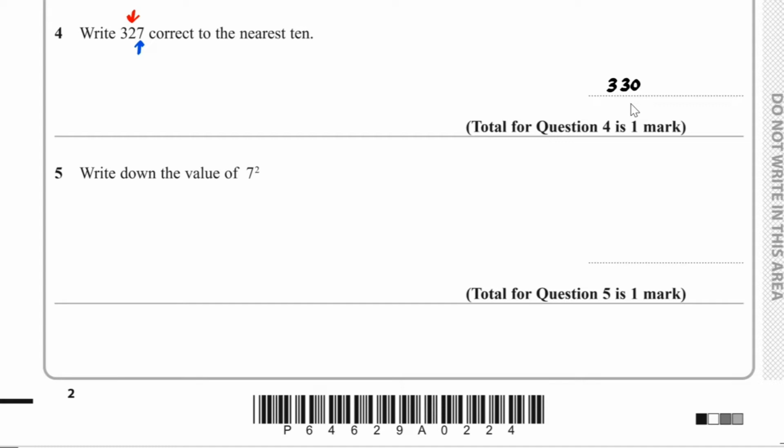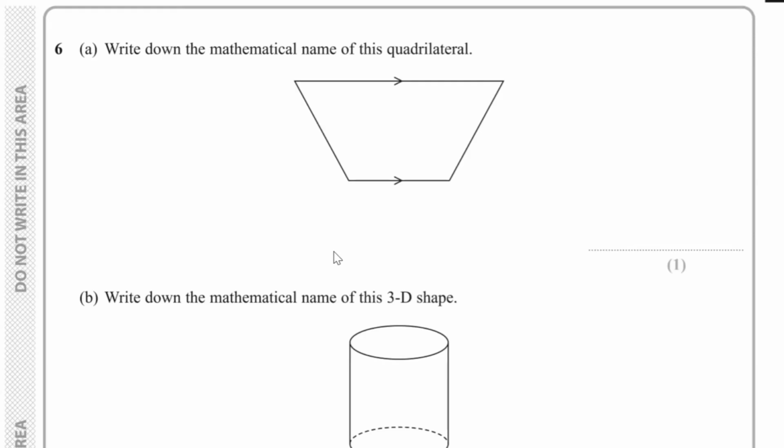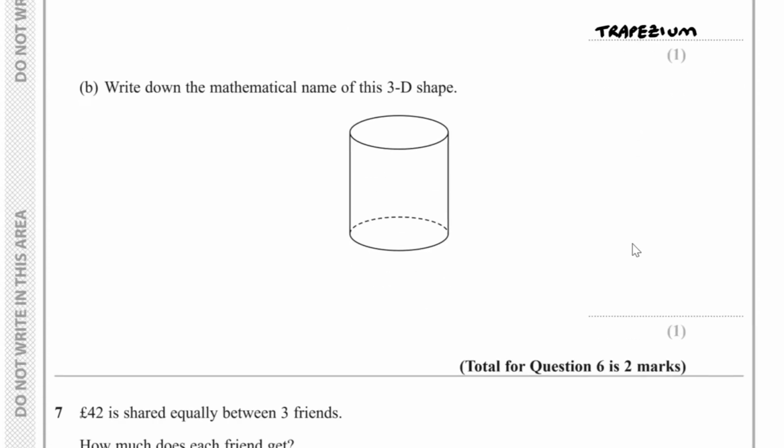Question number 5. We have to write down the value of 7 squared. 7 squared is the same as 7 times 7, which is 49. Question number 6, part A. We have to write down the mathematical name of this quadrilateral. Two sides are parallel to each other. We've got 4 sides, and so we have a trapezium. For part B, we have to write down the mathematical name of this 3D shape. We have a circle which has been extruded, and so we have a cylinder.